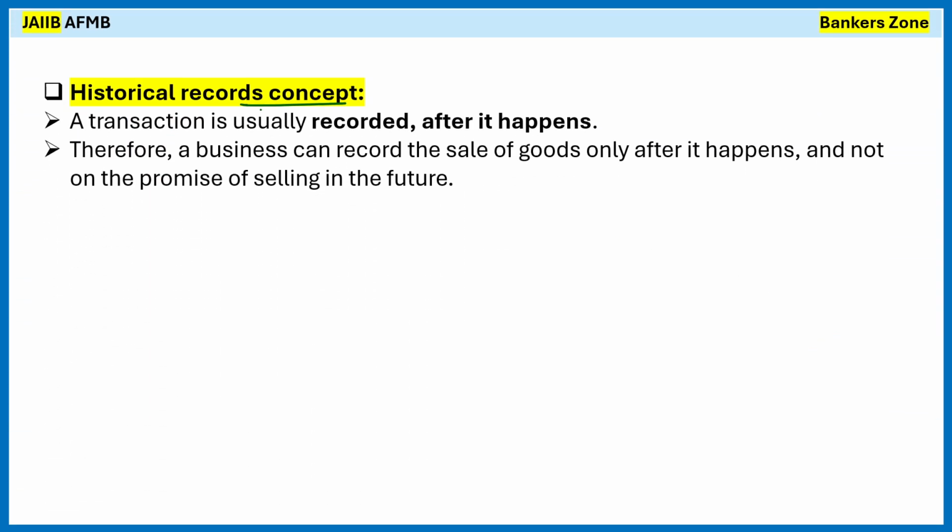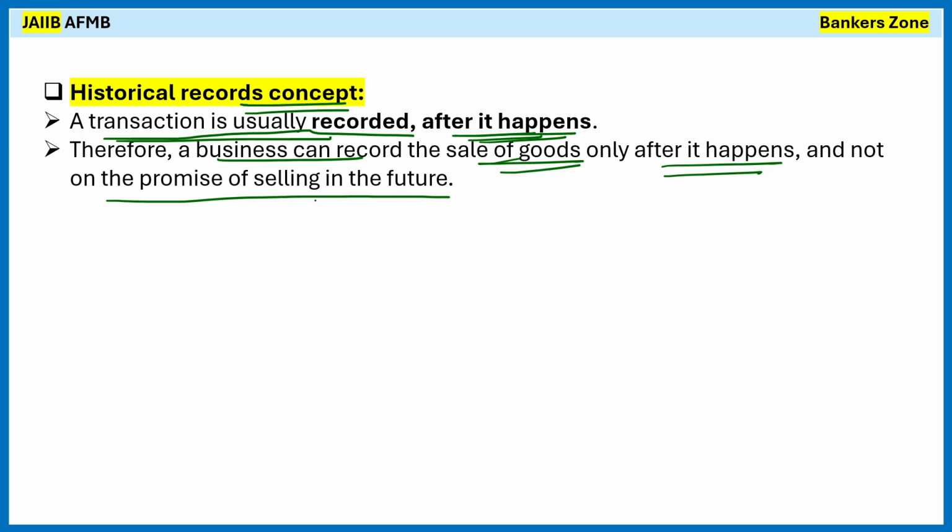Historical record concept. So what is historical record? A transaction is usually recorded after it has happened. So you cannot record a transaction in advance. For example, if tomorrow I am coming to your shop to purchase something, will you record it now? No. Only tomorrow, when I come to your shop, purchase and give you the money, at that time you will record it. That means transactions are recorded only after they happen, not in advance. So a business can record a sale of goods only after it has happened and not on the promise of selling in the future. No promise in accountancy, only the facts.